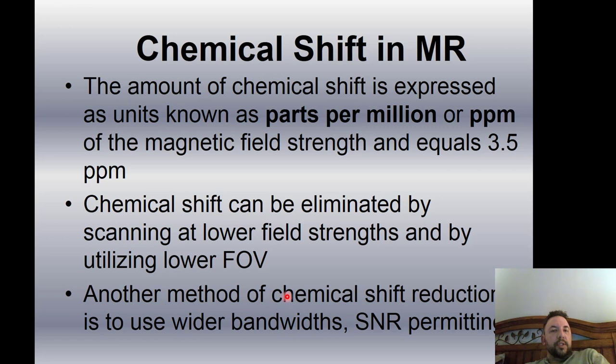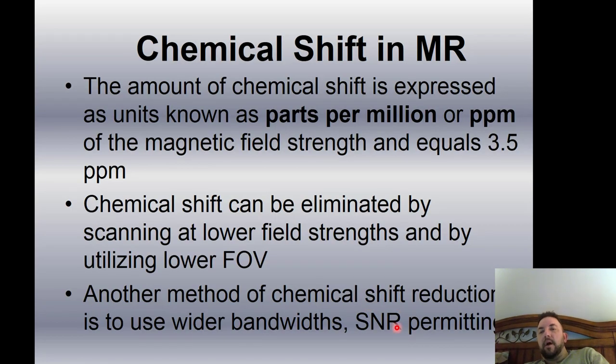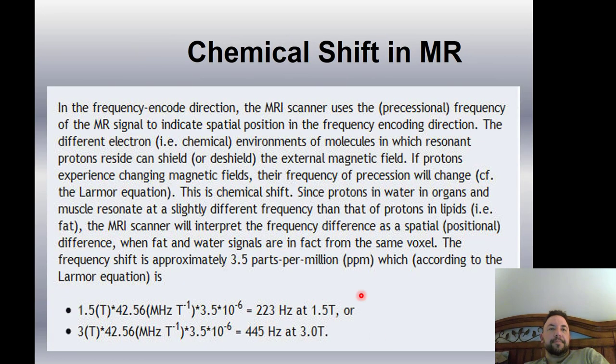One method that you could use to reduce some of that chemical shift artifact is to employ wider bandwidth techniques. But again, just watch that it can have an impact on your overall signal in your image. So how would you calculate that 3.5 parts per million and equal or sum to your overall hertz of chemical shift?